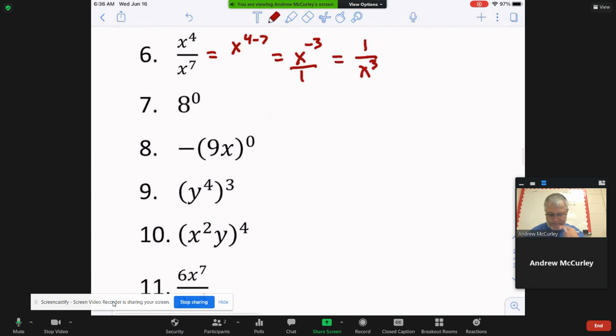Number 8, I kind of reminded you of. That's like saying negative 1 times all that to the 0 power. So that's negative 1 times 1, or just negative 1. Watch your signs on this.